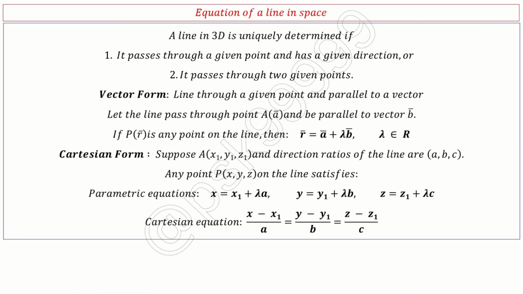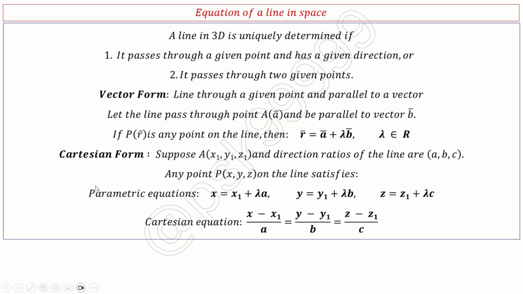A line in 3D is uniquely determined if it passes through a given point and is given a direction. Only then can we represent it. Or it passes through two points, so you should get two points. How do you get the direction then? The difference of the two points is the direction itself. If a1 and a2 are the two points, a2 minus a1 is the direction of the line, correct? So these are the two ways we can represent a line in 3D space.